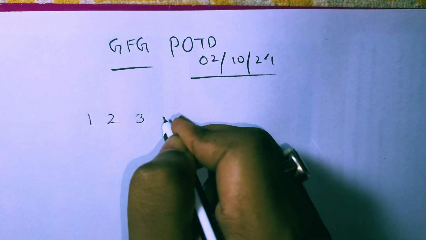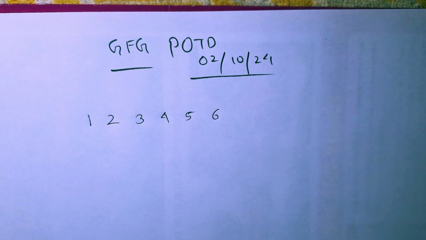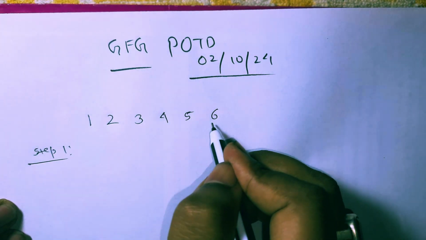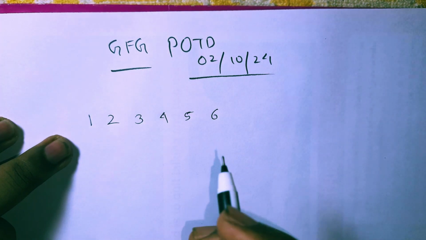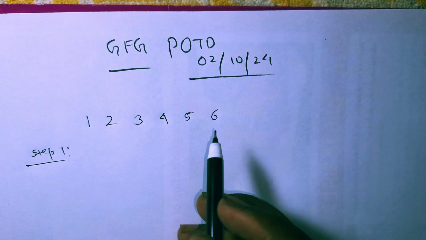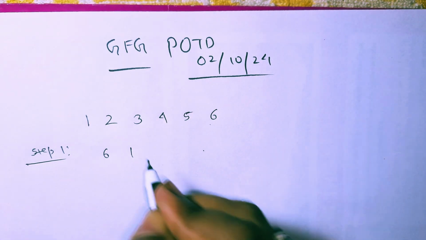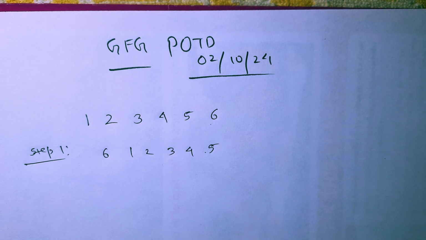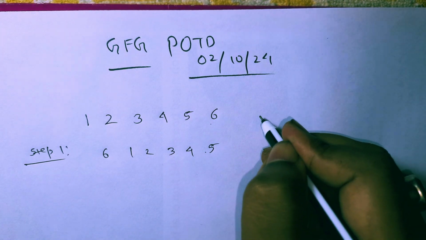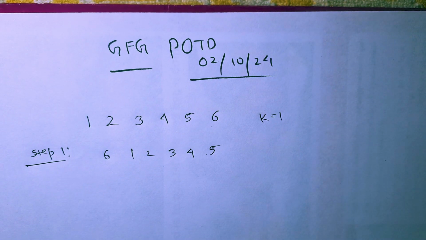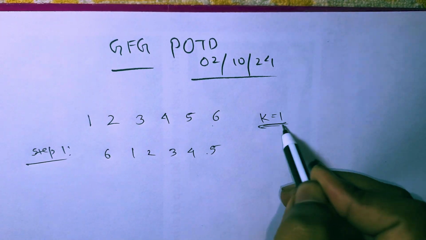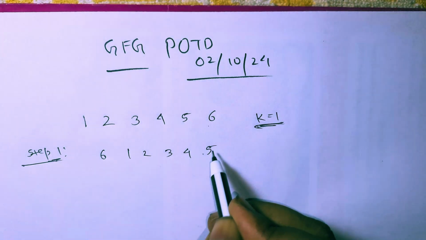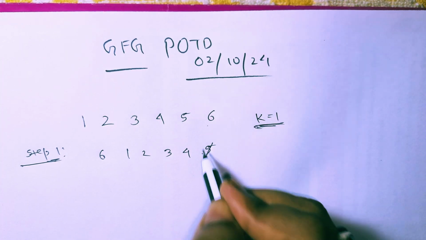So you are given an array like that, and in step 1, according to the problem statement, I have to rotate the array by 1. The rotation will be like that: 6 will come first and the rest of the array will remain intact. This is the rotation part, and after rotation I will delete the kth element. What is k here? K is the step number. At the first step k equals 1, and I have to delete from the last. I have deleted it.